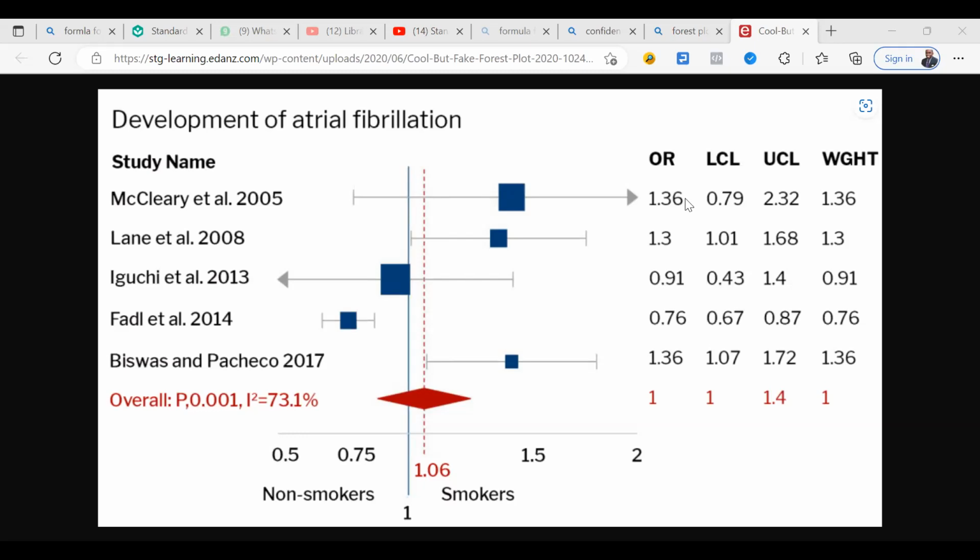Atrial fibrillation. Okay. So can you put it in your own words? The odds of developing atrial fibrillation is 36% more. Is what? 36%. Higher or lower? Higher.